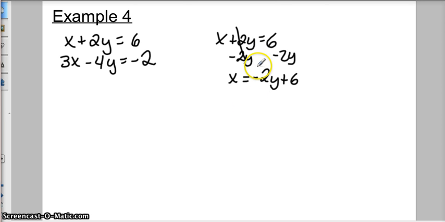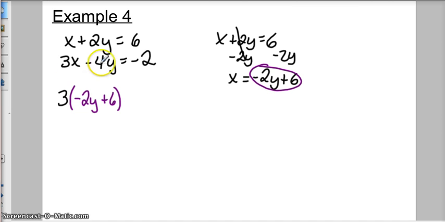Okay, so this is what x equals for right now. So I'm going to take that and plug it into this other equation. So I have 3, and then it's times x. So times what we just got for x, so negative 2y plus 6. Close my parentheses, bring everything else down. So I just replaced the x with negative 2y plus 6. I'm going to bring down minus 4y equals negative 2. And then I'm going to solve.